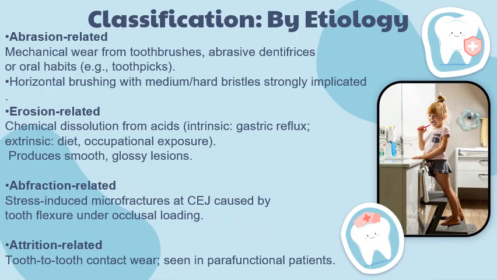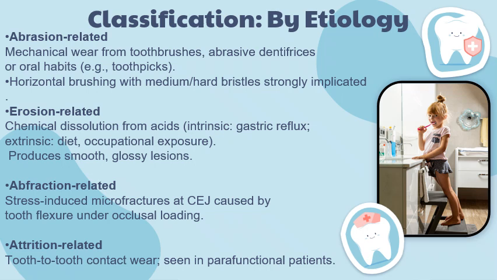Moving on to the classification, the non-carious cervical lesion can be grouped according to its etiology. They are classified as abrasion, which occurs mainly from mechanical wear like aggressive tooth brushing with hard bristles, abrasive toothpaste, or habits such as using toothpicks. Whereas erosion is chemical in nature, which is caused by acids either from the diet like soft drinks or intrinsic sources like gastric reflux. These lesions often look smooth and glossy.